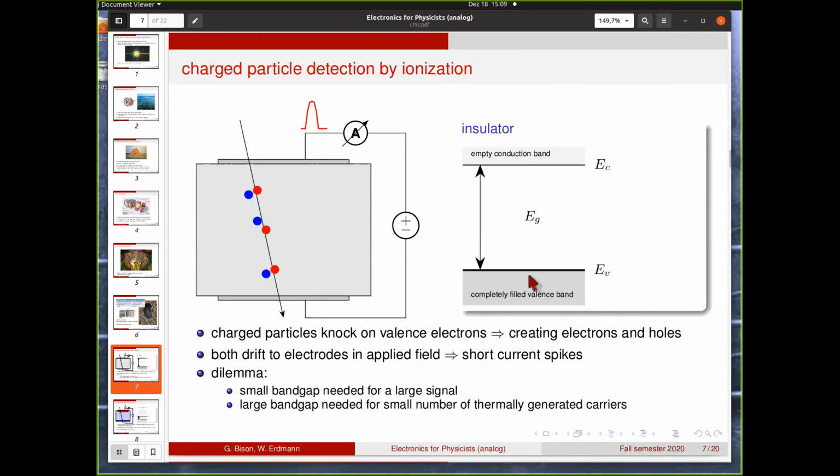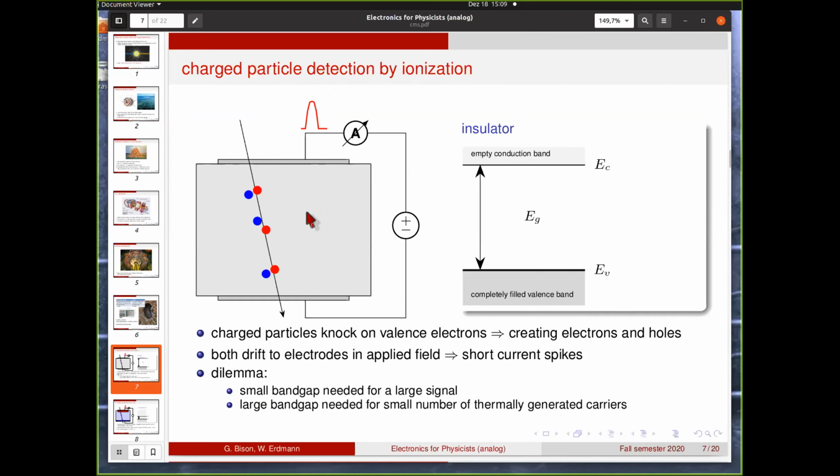So if you have a material with a large band gap, then the number of electron hole pairs is relatively small, because you need to transfer a lot of energy to produce them. So ideally, you want a material with a relatively small band gap in order to get a large number of electron hole pairs, which gives you then a nice and large current spike. However, the problem with that is that when you have a small band gap, you also have a large number of thermally generated charge carriers, which gives you a lot of leakage current when you apply a voltage here.